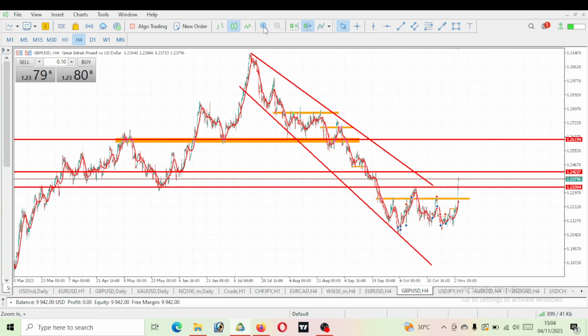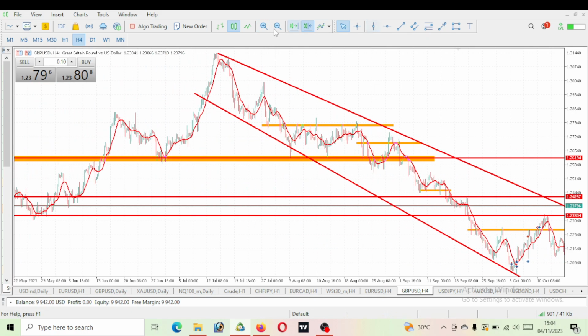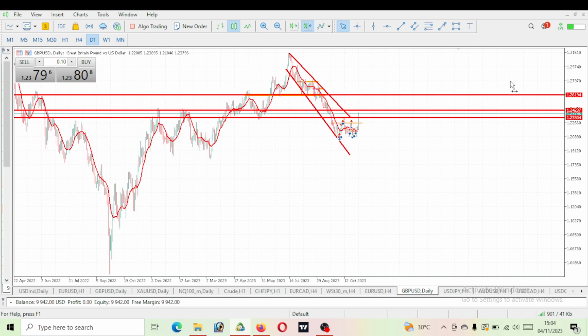Now, let's take a look at what we would be expecting this week on GBP USD. So let's start with the trend. First of all, we would start with the trend.